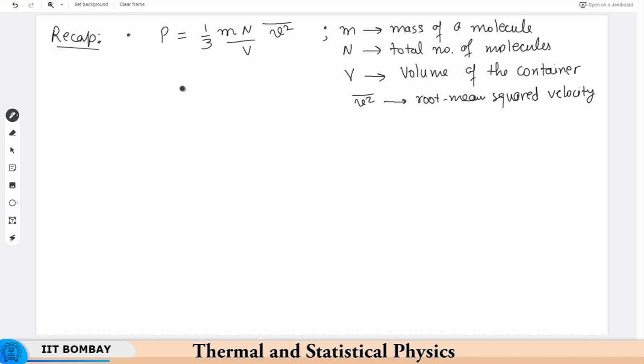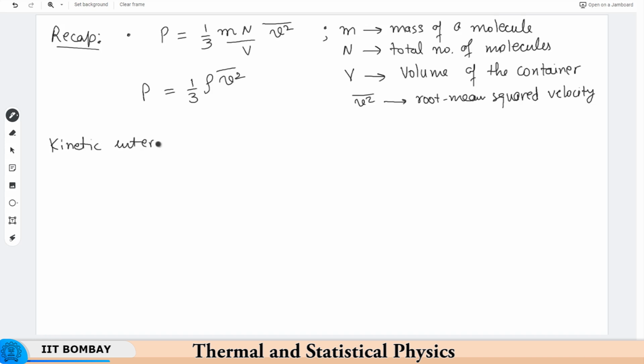and also we wrote it in a slightly different way. Since m times N is the total mass of the molecules in the container, we can write m times N by V as rho, which is the mass density. So, this is also equal to 1 by 3 rho v squared average, and this is the expression for the pressure, right. So, today we will introduce another very fundamental concept in thermodynamics, which is called temperature.